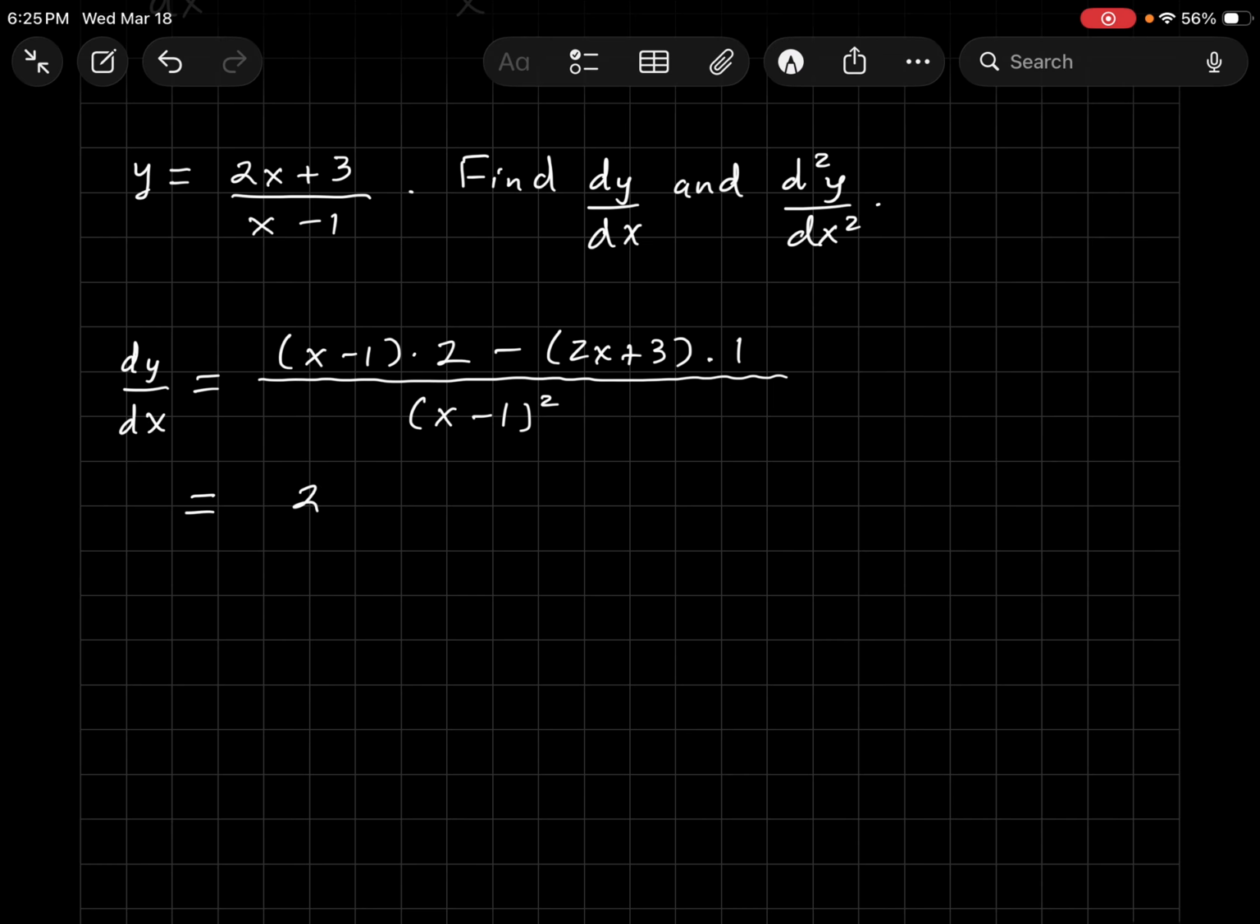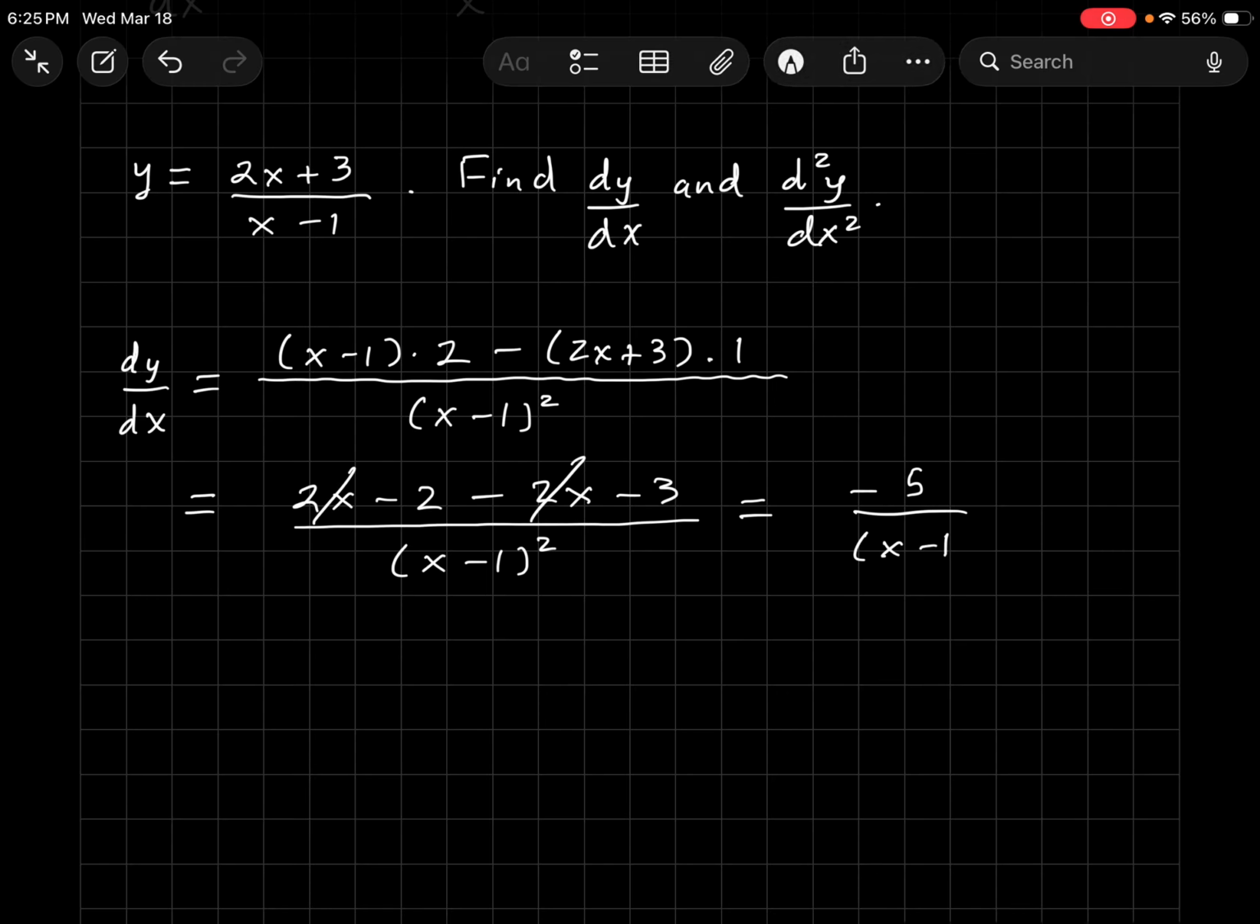So let's multiply the top out. We get 2x minus 2, and then minus quantity 2x plus 3, or minus 2x minus 3, if we distribute the negative sign, over x minus 1 squared. The 2x minus 2x cancels, leaving us with negative 5 over x minus 1 squared.